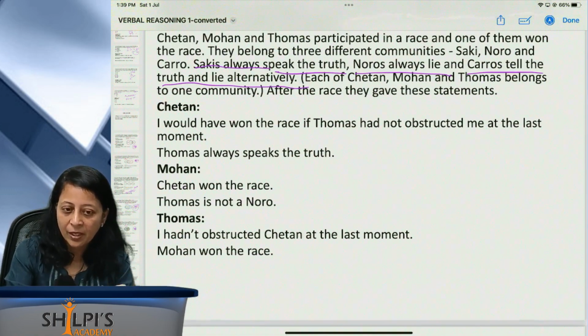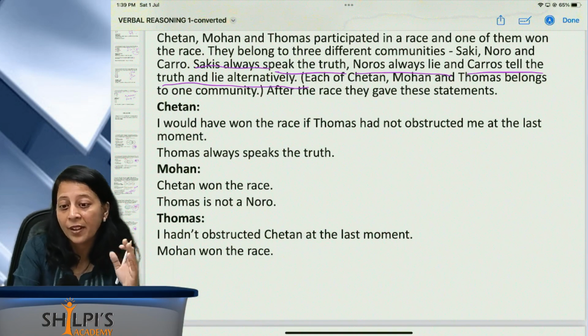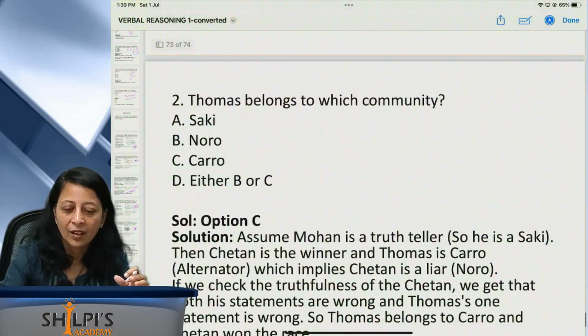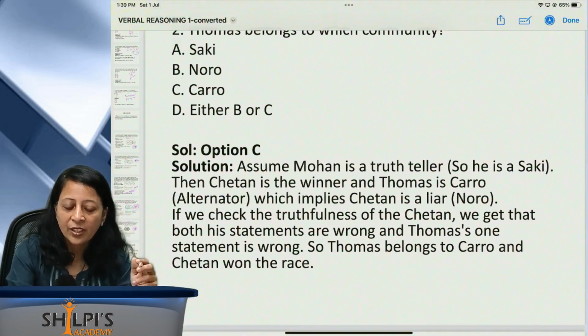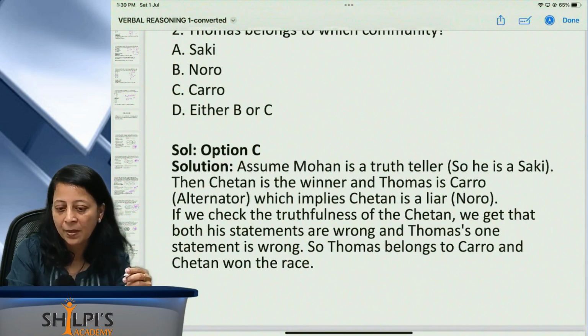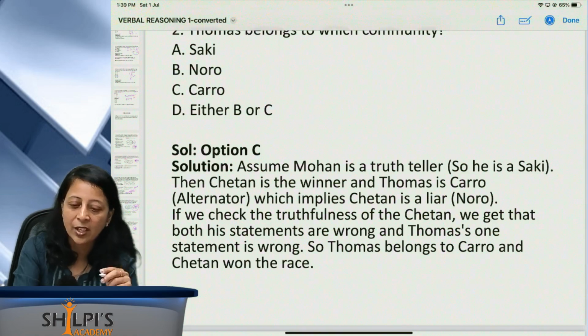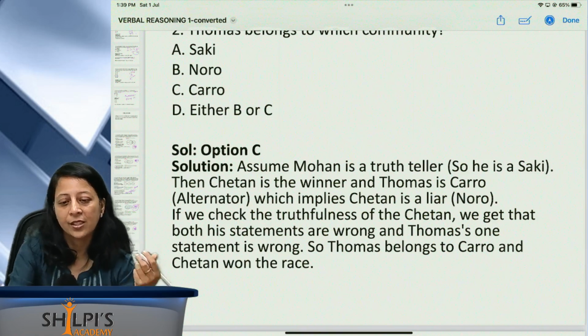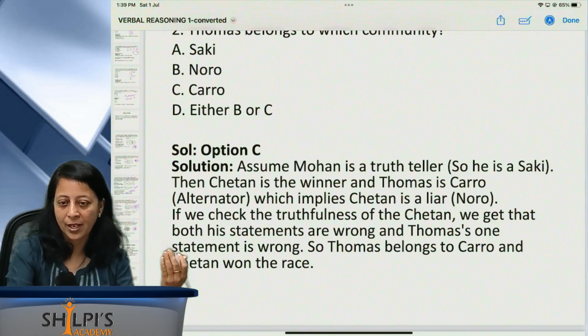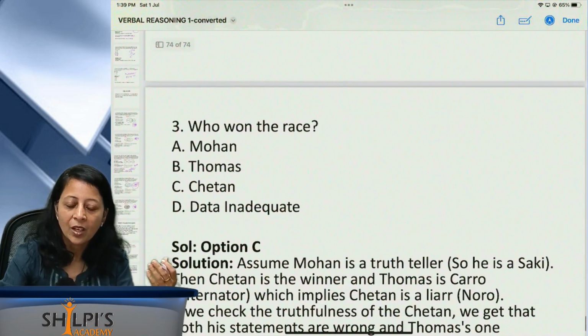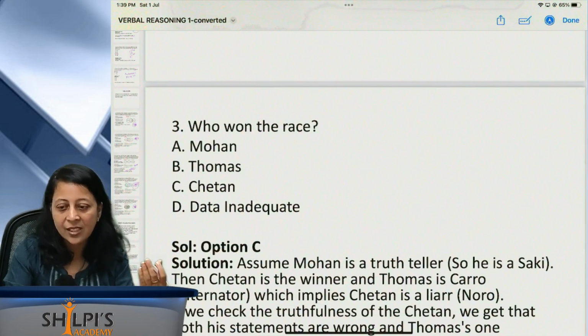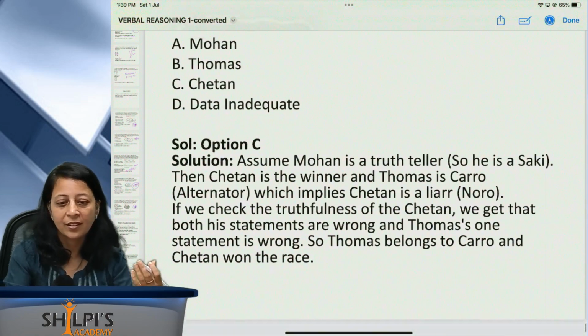Chetan won the race, but he still said that he would have won the race. If we check the truthfulness of Chetan, we find that both his statements are wrong and one of Thomas's statements is wrong. So, Thomas belongs to Karo and Chetan won the race. Mohan is the truth teller. So, at last, who won the race? It is Chetan who won the race.